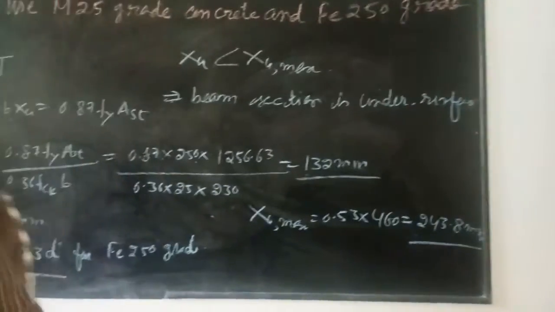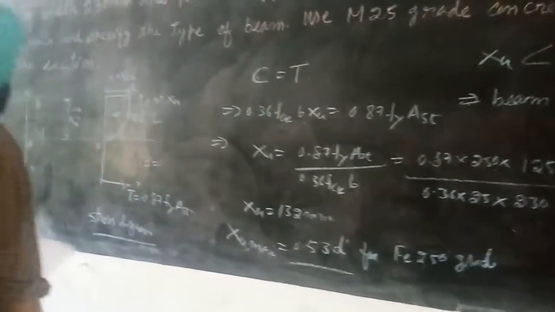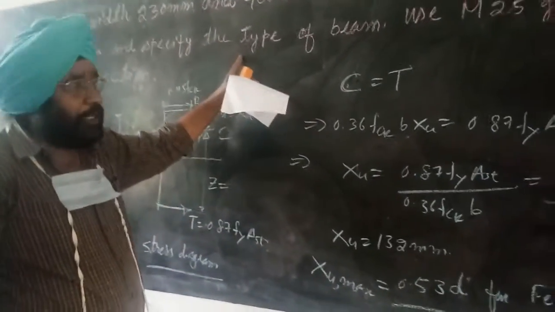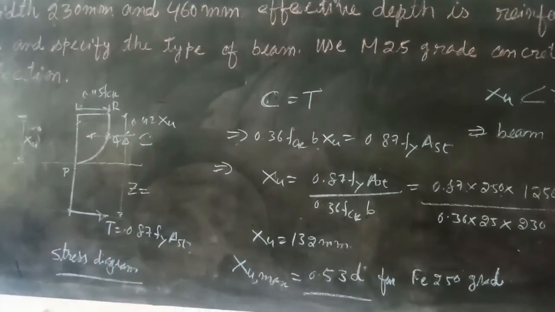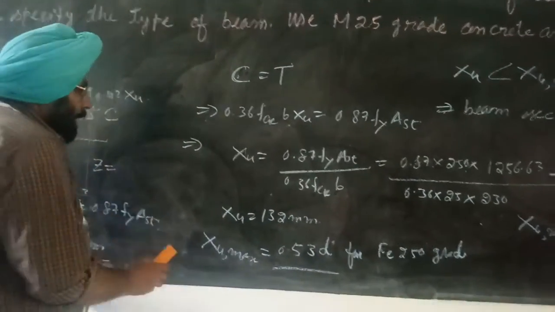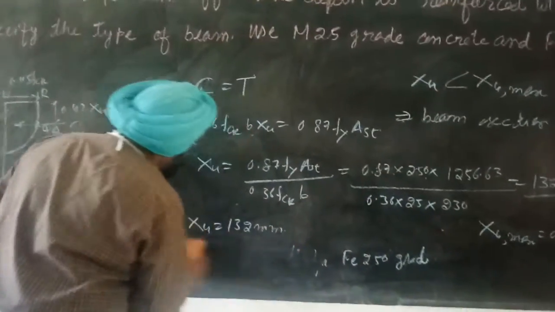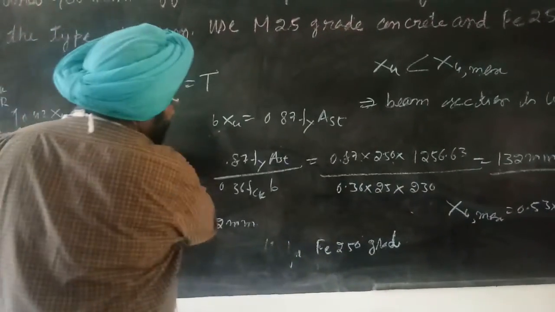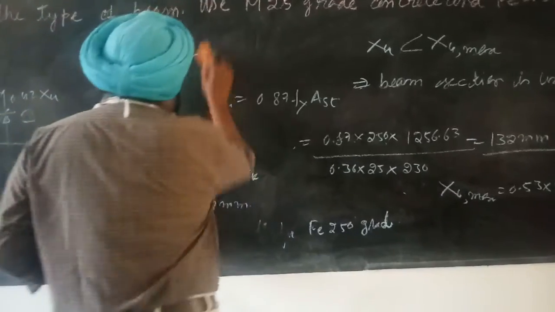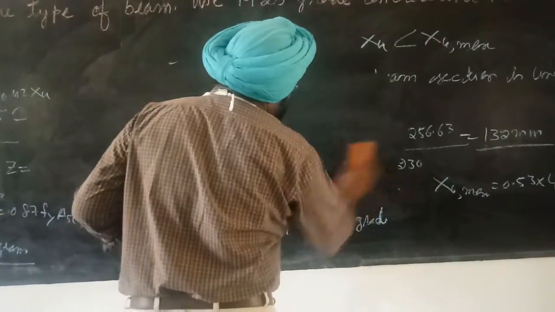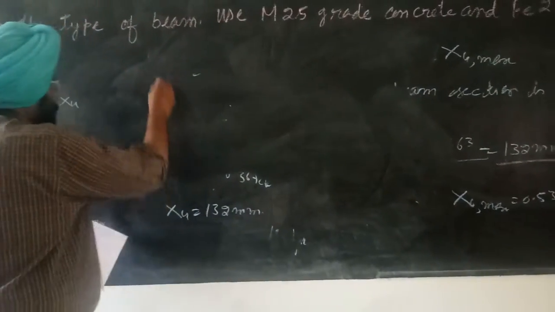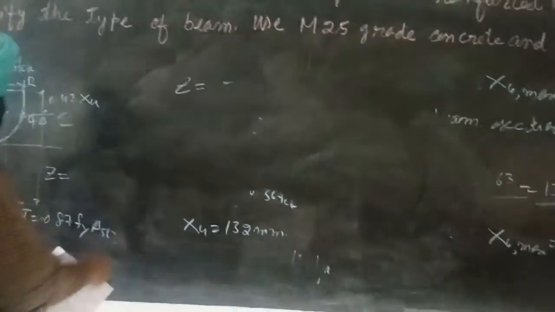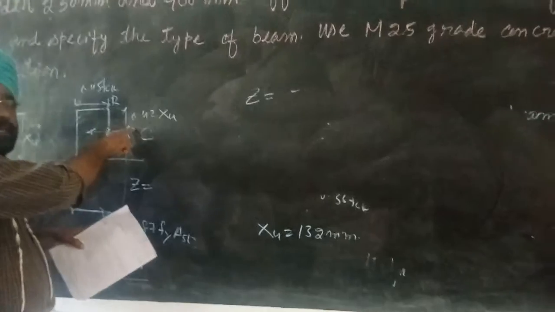Next, in the question, specify the type of beam. The type of the beam is an under-reinforced beam section. Then the lever arm of the beam section, Z, is the lever arm. Lever arm means the distance between the resultant compressive force and the resultant tensile force.